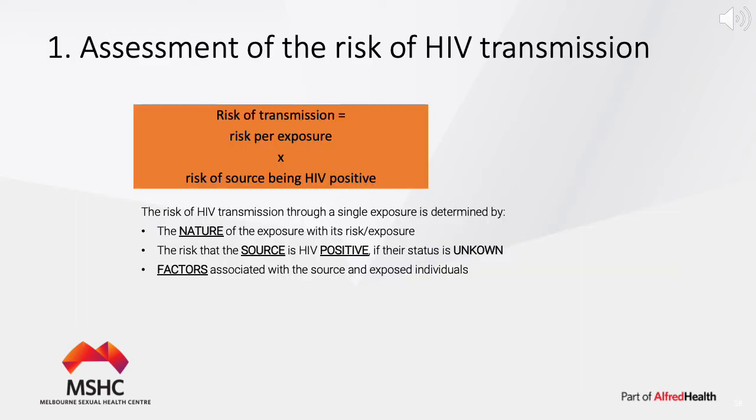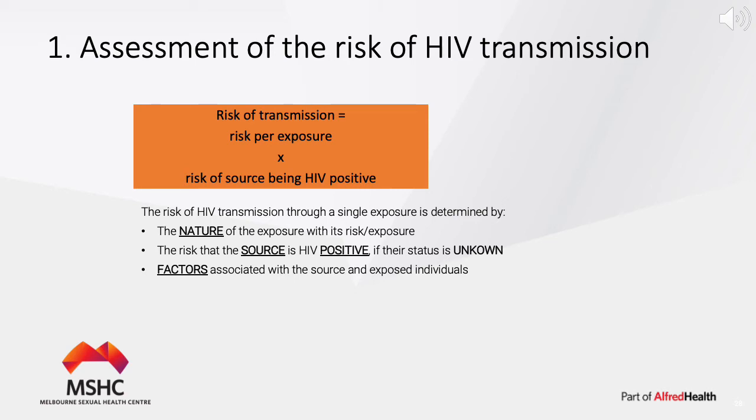Okay, so when we assess someone's risk of HIV transmission, the risk of transmission is equal to the risk per exposure, like whether it's insertive anal sex or receptive anal sex, or whether it's related to injecting drugs, and the risk of the source being HIV positive. That means what are the chances of that person being HIV positive if the source is not known to be HIV positive. So if someone is in your clinic and they say that the source, that means the person they had sex with, they're unsure of their HIV status, then what is the risk of that source being HIV positive?